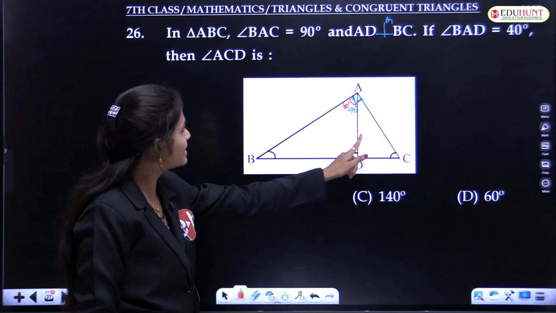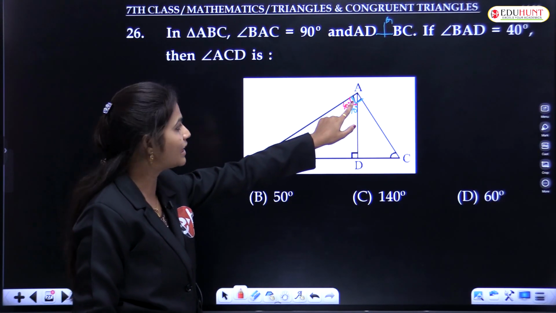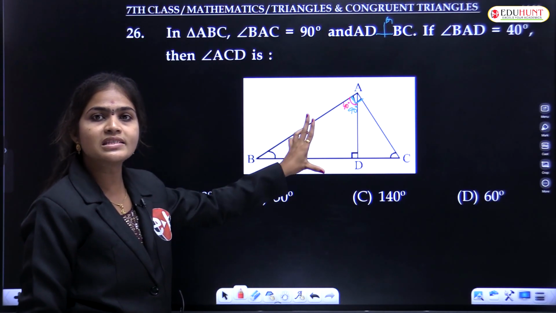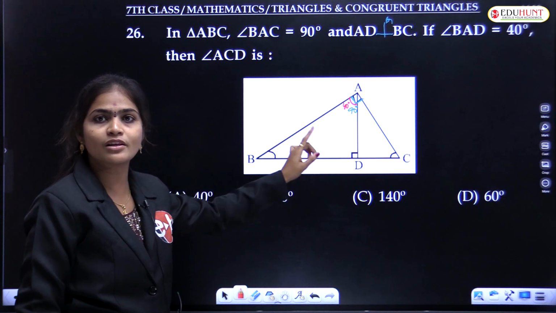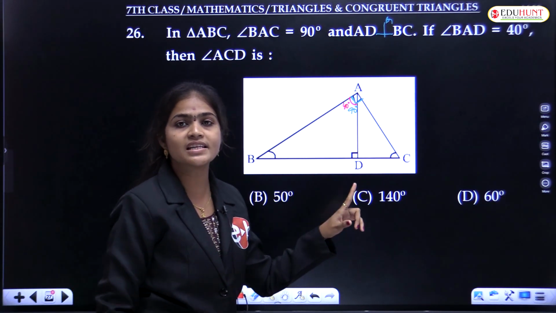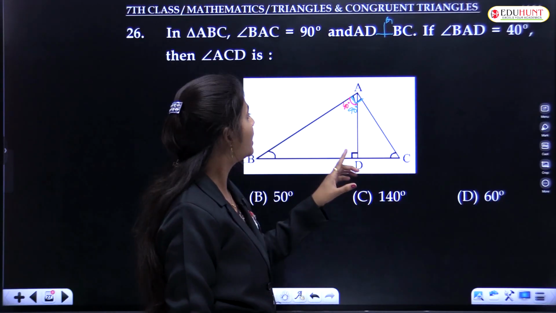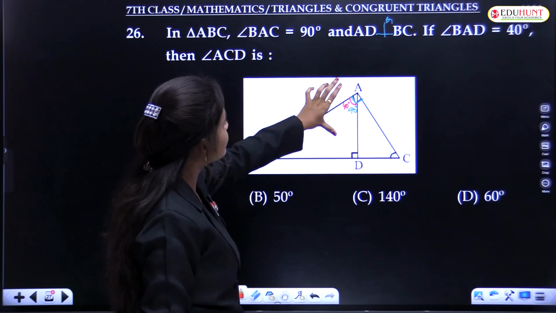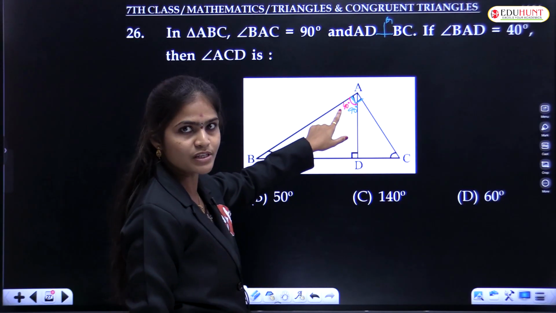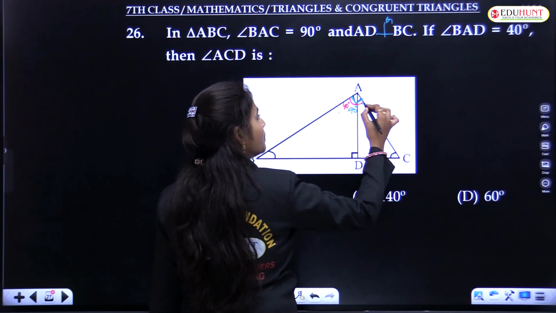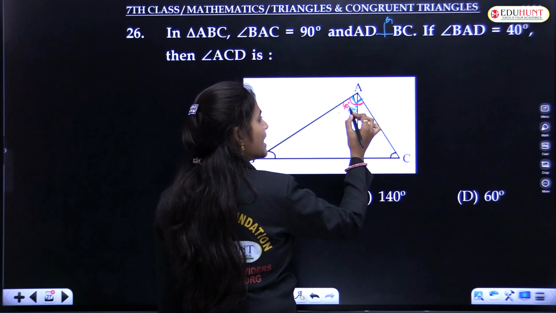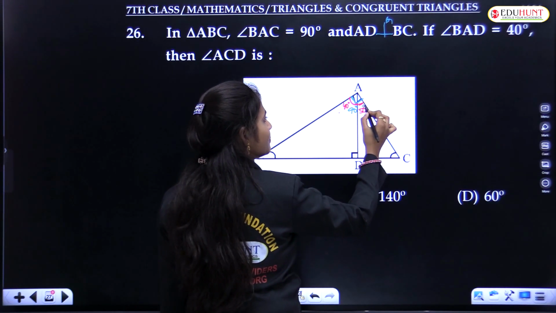This complete angle is equal to 90 degrees. Out of that, 90 is divided into two parts, not equal parts. Why? Because AD is a perpendicular only, not an angular bisector. An angular bisector only divides the angle into two equal parts. So that's why this angle is divided into two different parts. One of the parts is equal to 40. So what about the other part? The complete angle is equal to 90, so 90 minus 40 is 50 degrees.